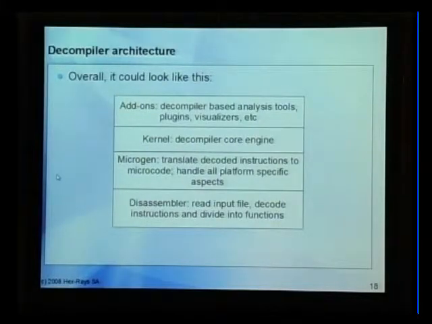The next layer, on top of the disassembler, will be a generator that will generate microcode. The microcode is the name of the intermediate representation, the intermediate language used by the decompiler. So we move away from the processor-specific stuff as soon as possible, and we switch to this microcode. And this layer will also handle all platform-specific aspects.